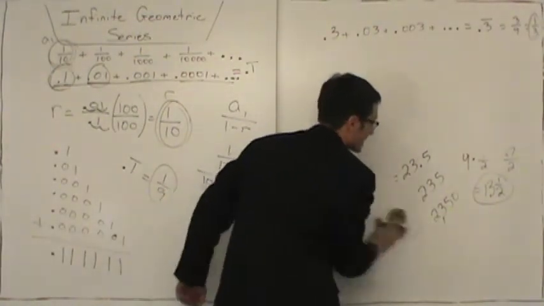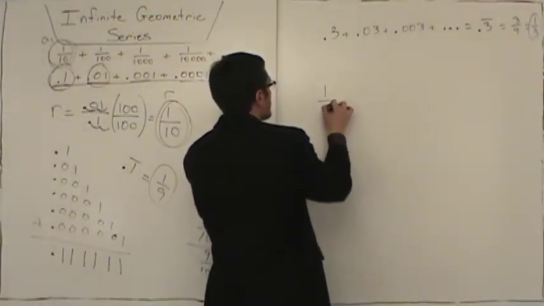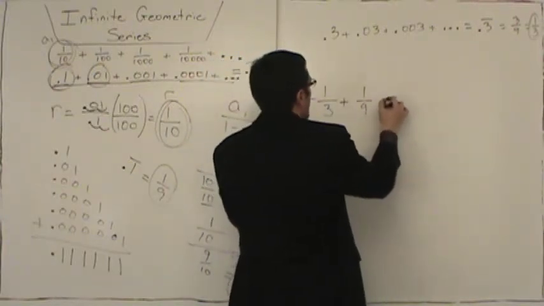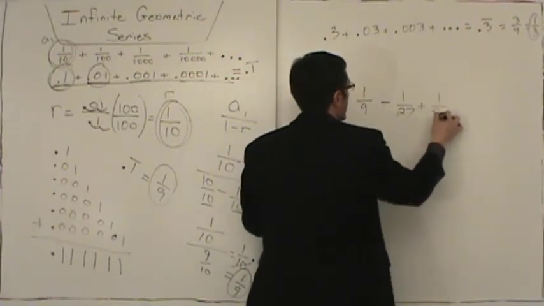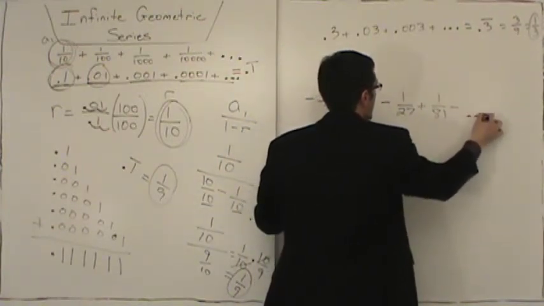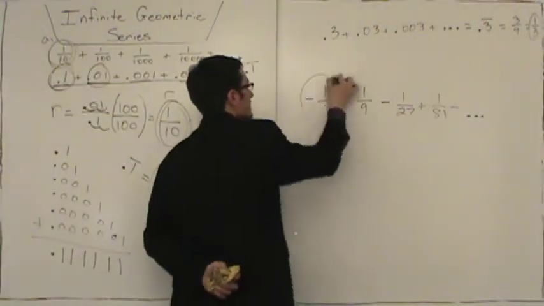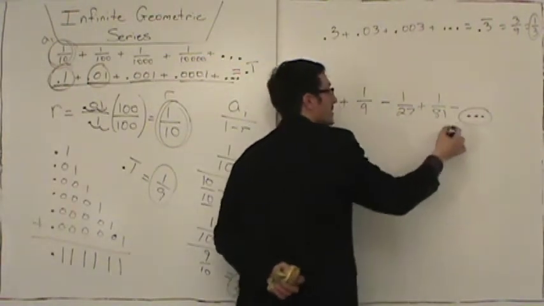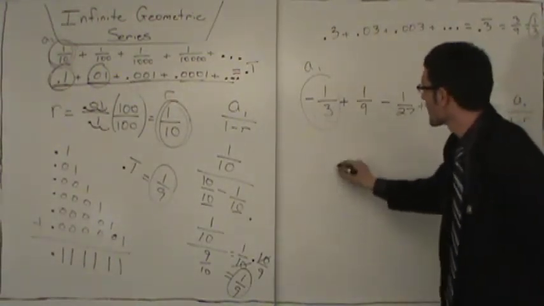All right, last problem. We're looking at negative 1/3 plus 1 over 9 minus 1 over 27 plus 1 over 81 minus and so on. Again, two things we have to find. We have to find a sub 1, and a sub 1 is negative 1/3. The series is adding forever, so we're going to use the formula that this thing is equal to a sub 1 over 1 minus r. Now, a sub 1 is negative 1/3, and we have to find the r value.